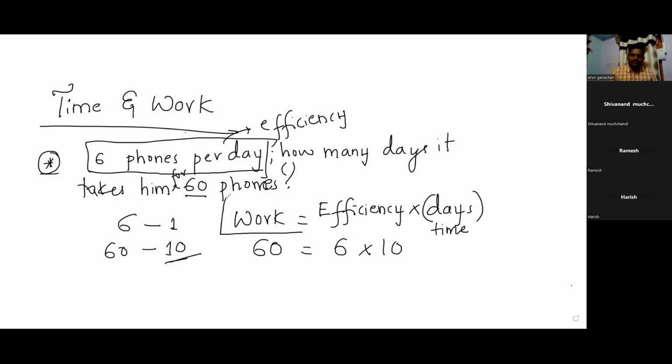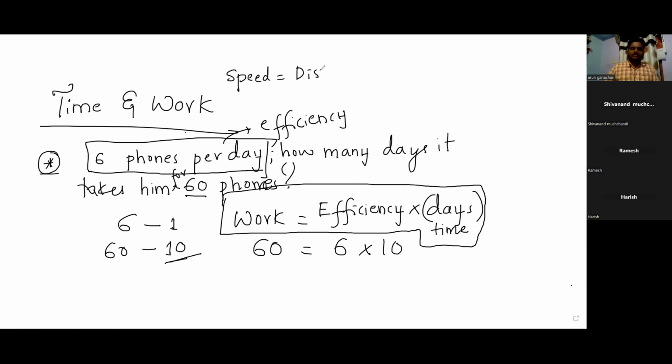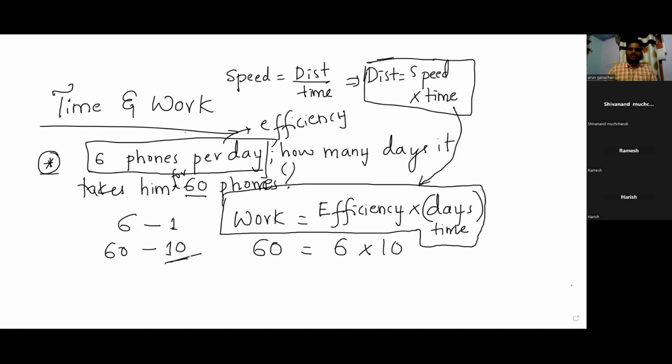So we'll get a new formula here. The formula is work is equal to time into efficiency. Write down this formula and highlight this. This is very similar to speed is equal to distance upon time. So distance is equal to speed into time. This formula is very similar to that formula. Work is equal to efficiency into time.